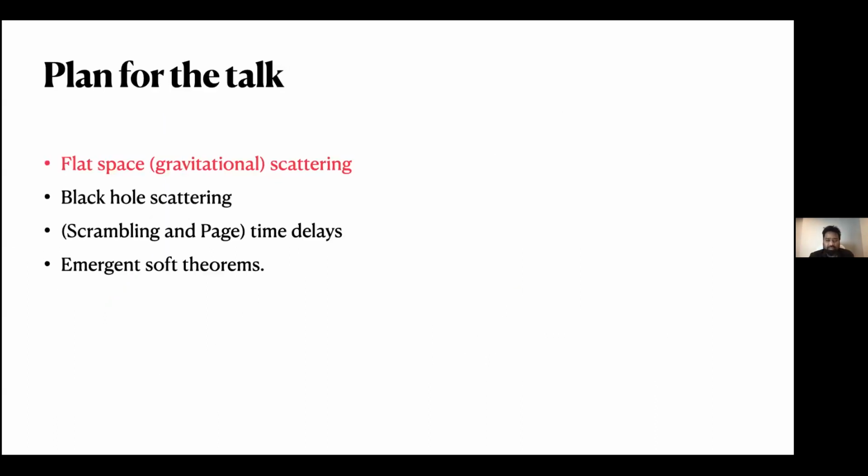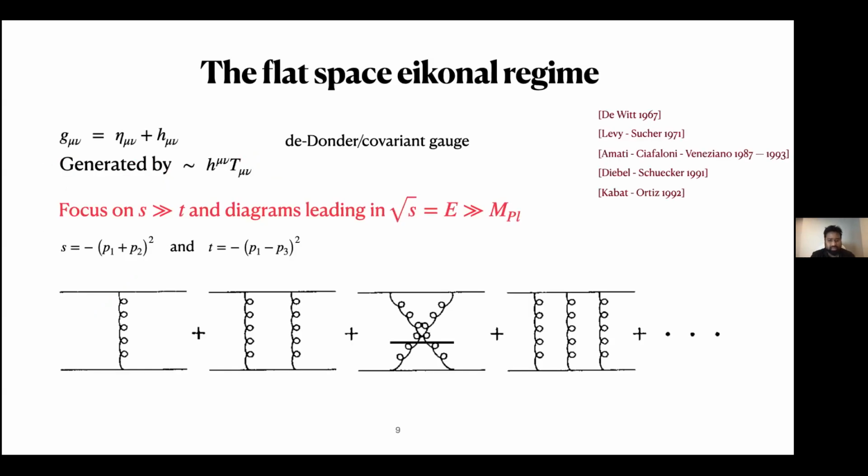So here's the plan for my talk. First, I'll recap in some detail gravitational scattering in flat space so that it allows me to go to the black hole case relatively easily. And then I'll talk about the time delays and emergent theorems. So let's start with the flat space scattering picture.